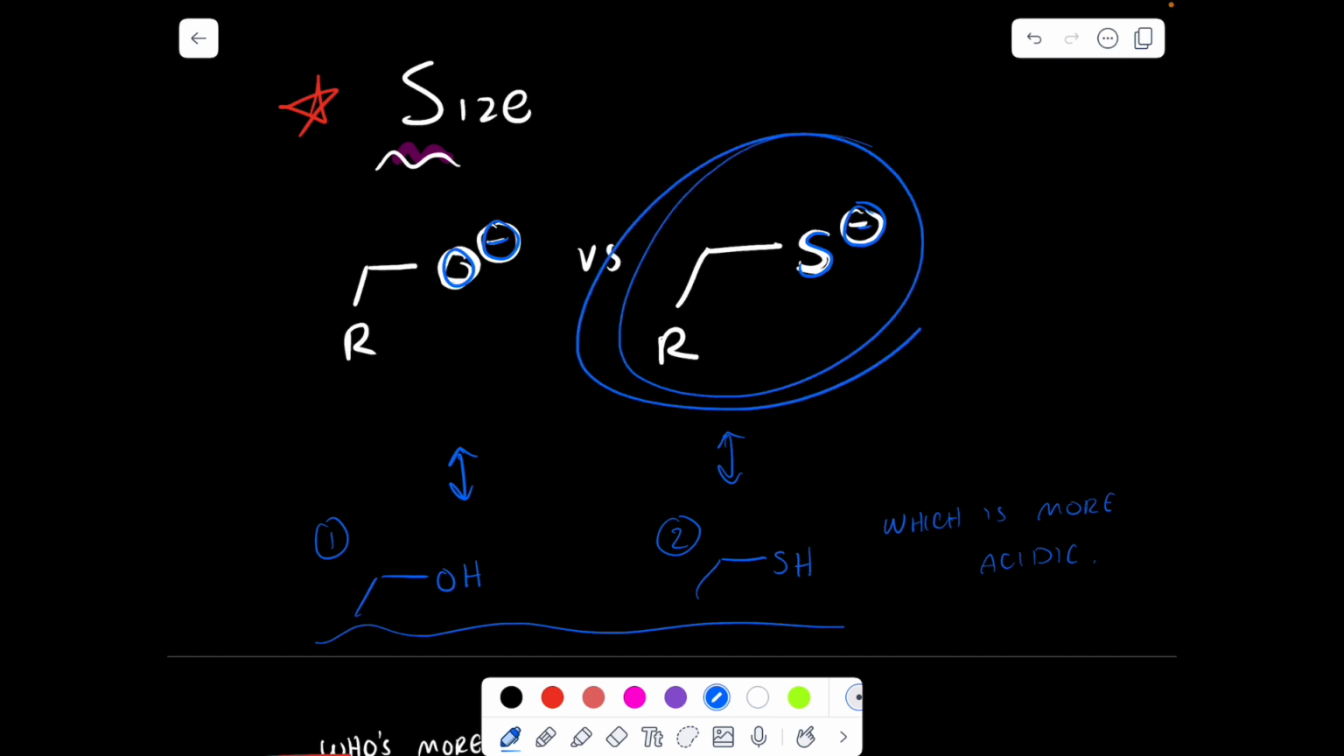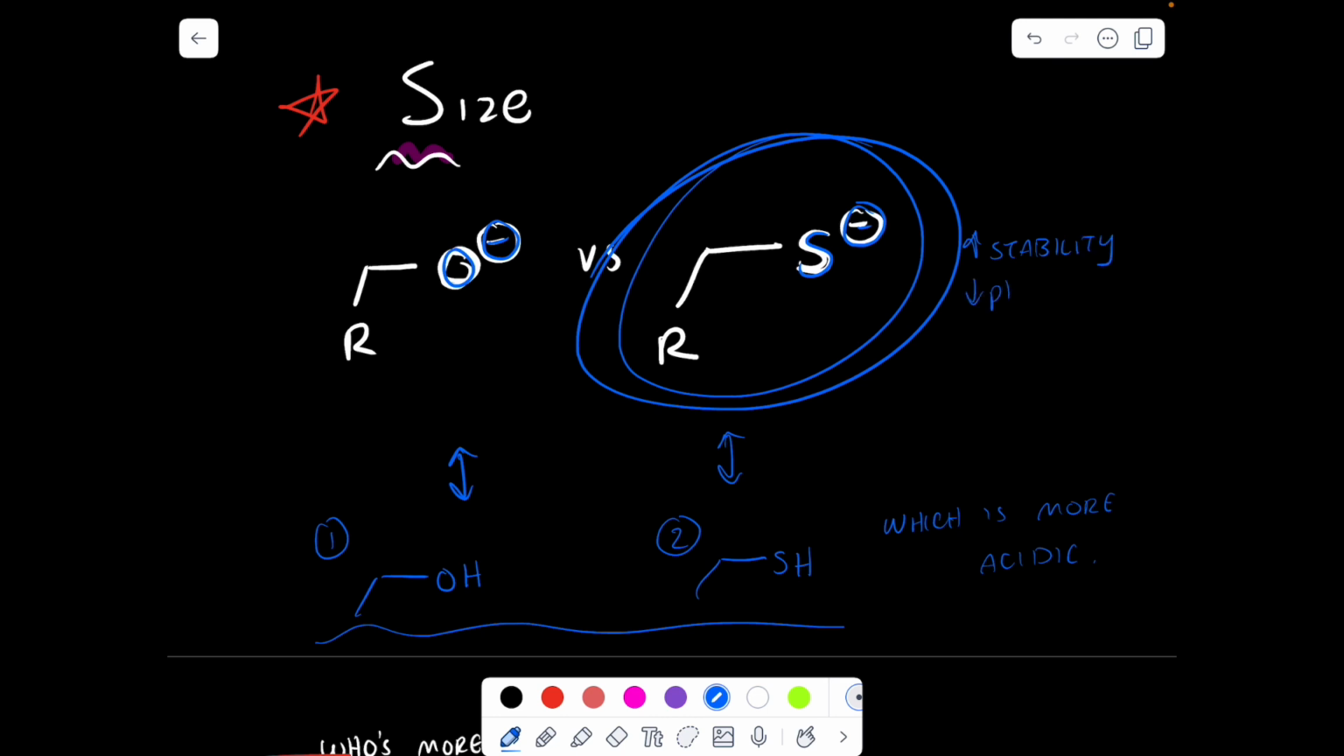So the atom with the larger atomic radius, if we're comparing a negative charge on an O versus an S, so 2 atoms in the same column, we'll look at which one is bigger. The bigger one is going to be able to better stabilize that negative charge, so it's going to have a more stable conjugate base to increase the stability.